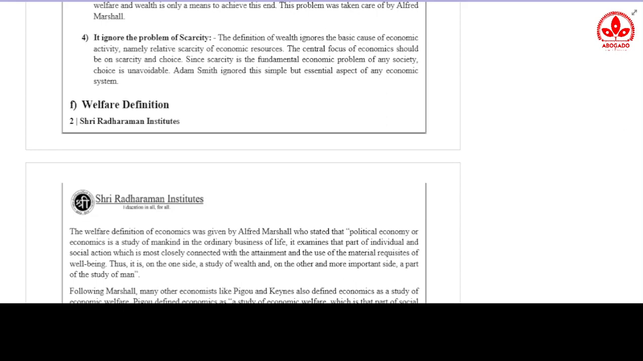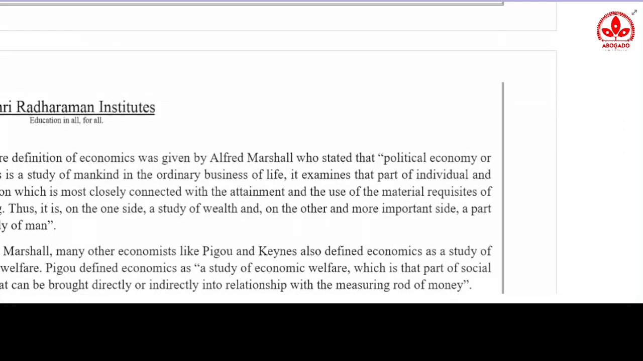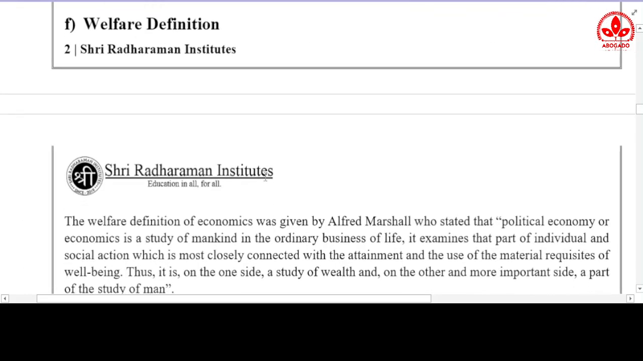Now, this materialistic view of economics was criticized by a lot of economists of that era. Many economists said that you cannot just go on and say that economics is the study of wealth. Wealth is a very materialistic thing, and economics just cannot be a study of such a thing. So those who opposed the wealth definition made their own definition, and that definition came to be known as the welfare definition.